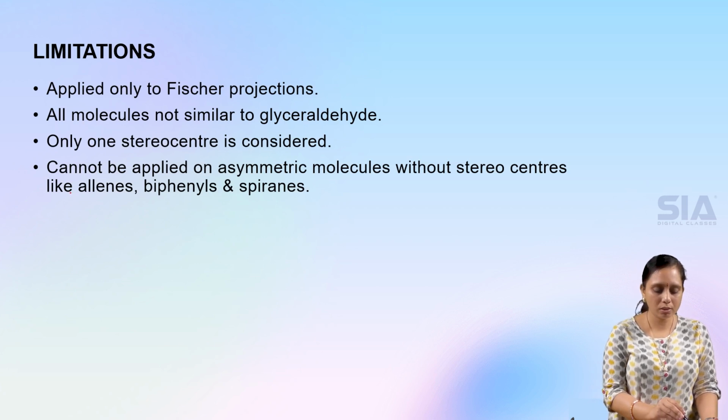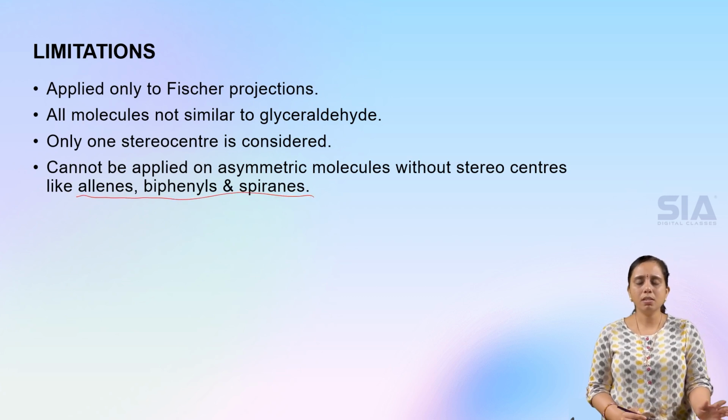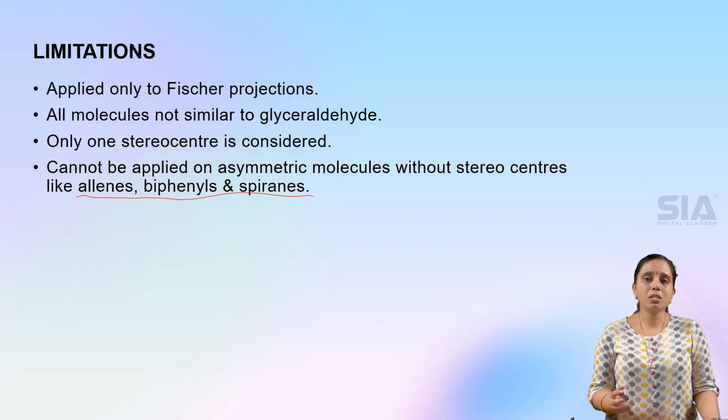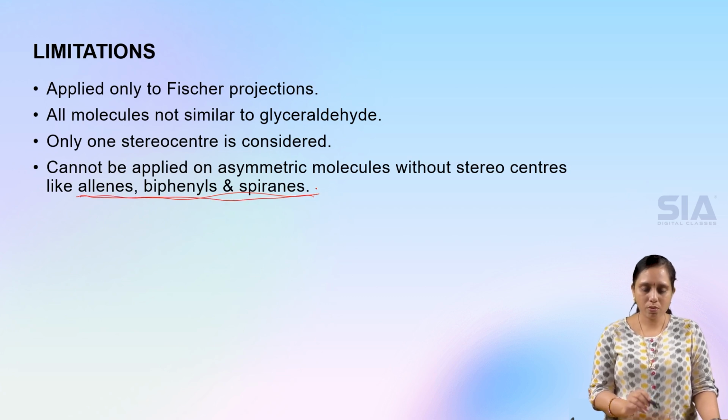Without stereocenters, molecules can be chiral also. Such are allenes, biphenyls, and spiranes. These are also chiral compounds, but they do not contain stereocenters. These are asymmetric molecules without stereocenters. Hence, DL configuration cannot be applied to these compounds.